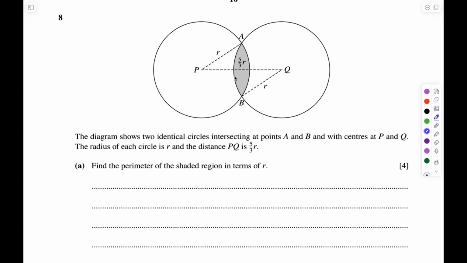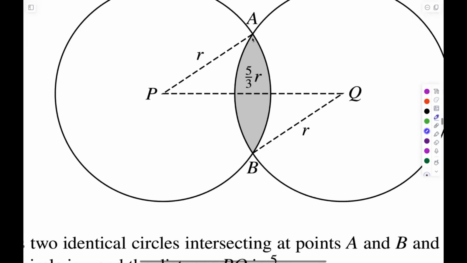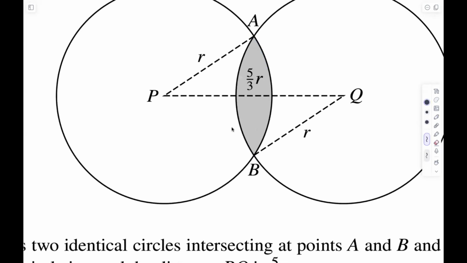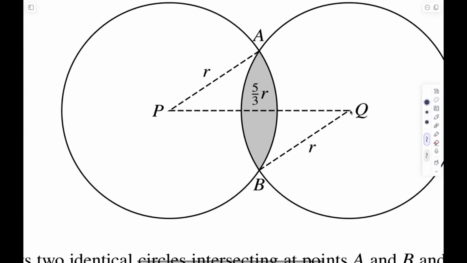Now, to find the perimeter, we'll have to find the arc length of AB from the circle with center P, and the arc length of AB again with center Q. Both of these arc lengths will be exactly the same size, as both circles with centers P and Q have the same radius. To find the arc length, we'll first have to find one of the angles. So if I make a line from A to Q, this length will also be R.